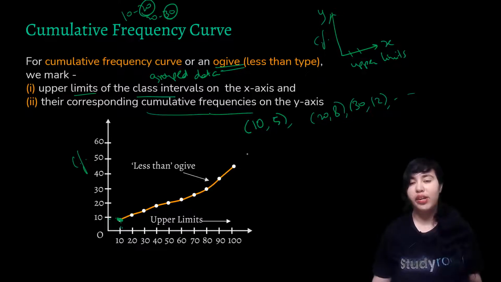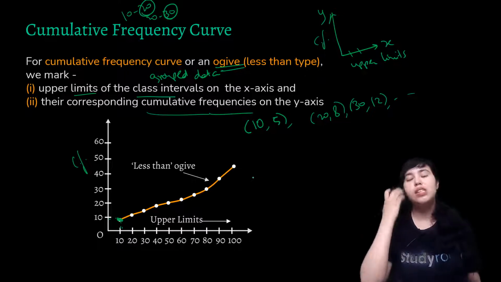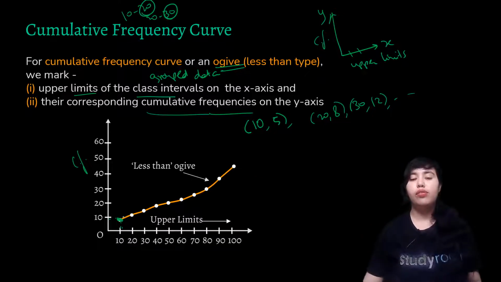And then you join these points. Now, this is not at all a straight line. It's a freehand curve. Okay, so you better make it smoothly. Don't make use of any ruler. Just do it freehand. Okay, otherwise your marks will be deducted.